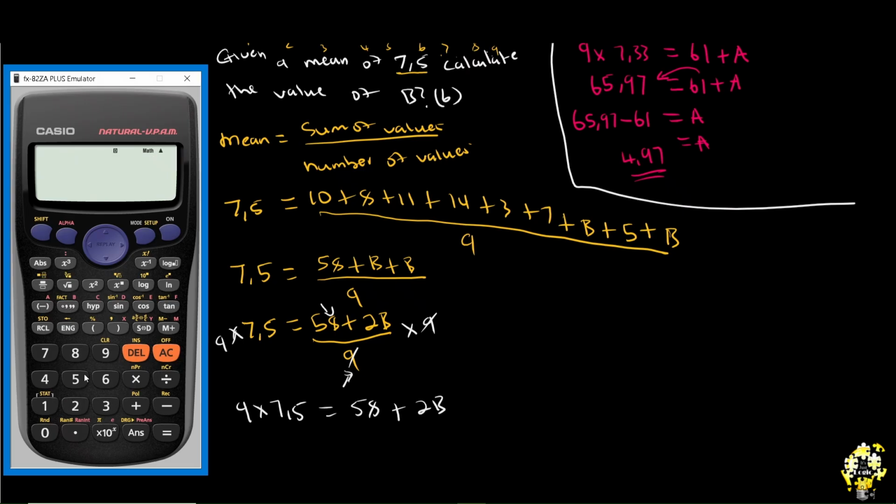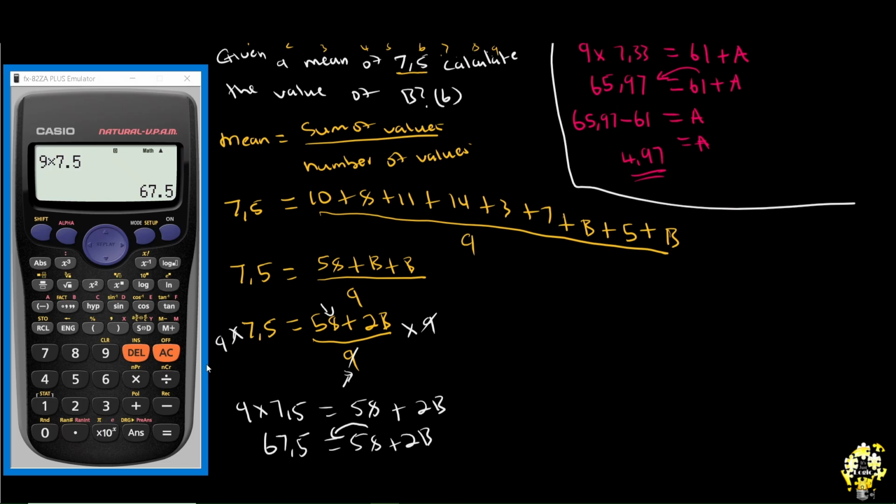So let's say 9 multiplied by 7.5. What do you get? You actually get 67.5. Now you still have a 58 plus a 2b. Again, who is still a problem? We want 2b to be on one side by itself. What are we supposed to do? This is a problem. We send it to the other side.